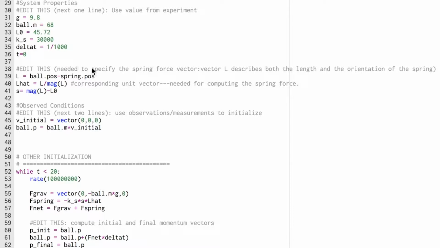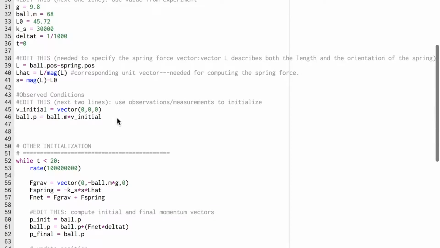I then specified the spring force vector, where L is the ball's position minus the spring position, and found S to be the magnitude of L minus L naught. I also put down V initial as 0, 0, 0 because the system does start off at rest. I also used P equals mv to get the initial momentum.